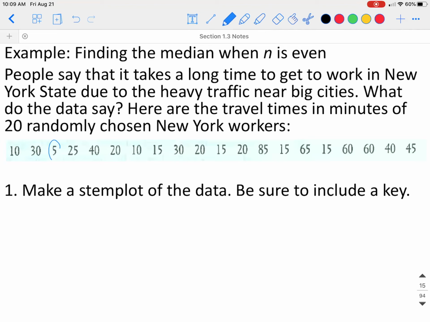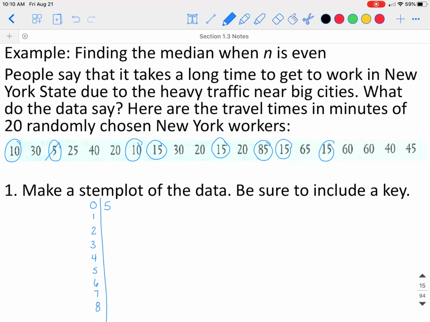So the shortest time on this list is 5. The longest time on this list is 85. So when we create our stem plot, we'll have to go from the tens position of 0 all the way up to 8. Now there are no 70s, but we still can't skip that spot. So with a tens position of 0, we only have 5. With a tens position of 1, we have these data values.